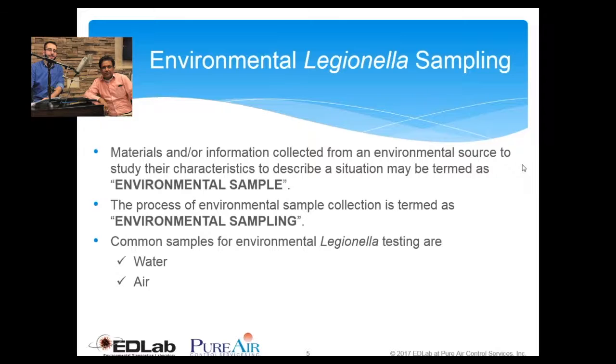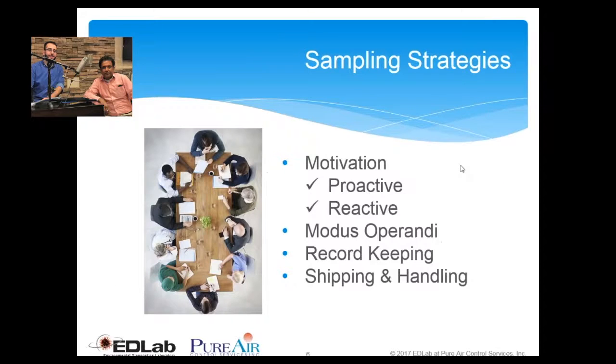Yeah, and I think that was a good clarification, because they are very different in terms of that. So I guess today, in terms of sampling strategies, we're going to go over the motivation, proactive and reactive motivations as to why you would sample for Legionella. We're going to go over the Modus Operandi, the record keeping for those samples that you collect, and once we have those samples, how you ship and handle them.